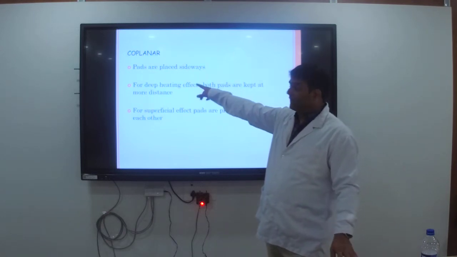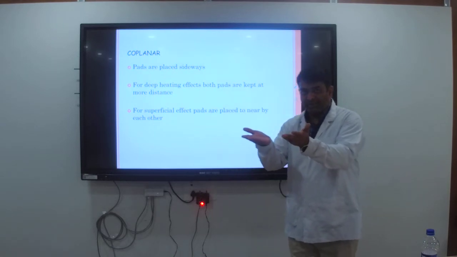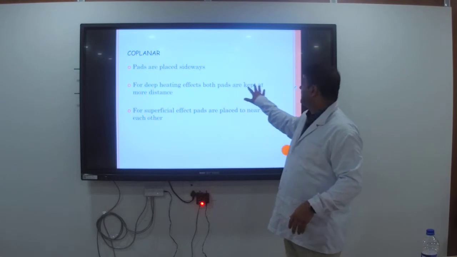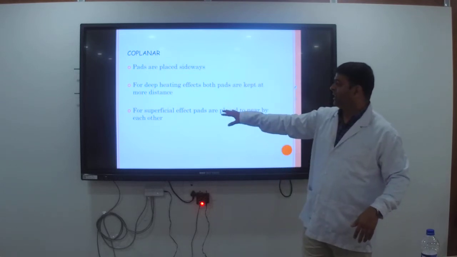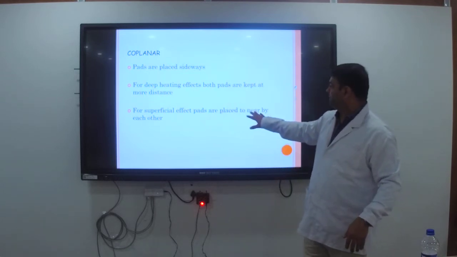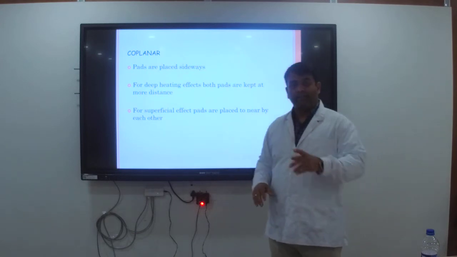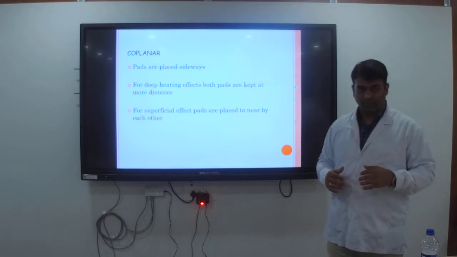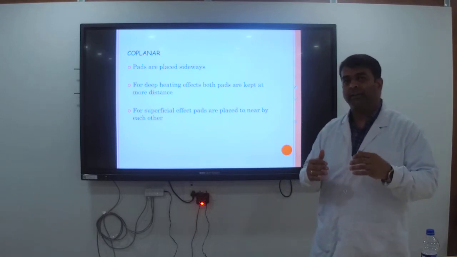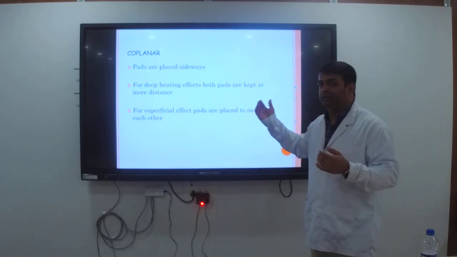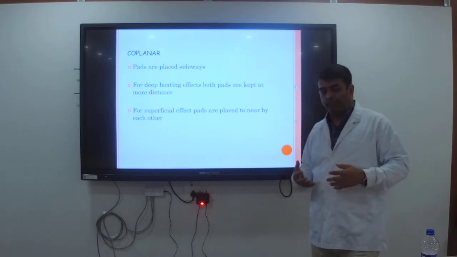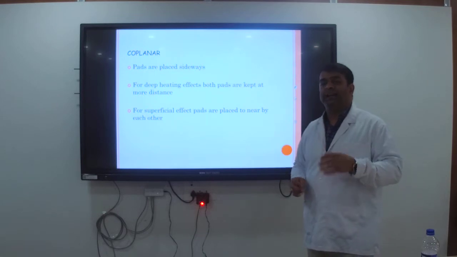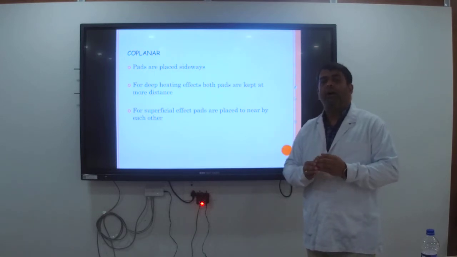As I said, in coplanar, pads are placed sideways to each other. For deep heating effects, both pads are kept at a greater distance. For superficial effect, pads are placed nearby each other. Now this is where the physiotherapist's role comes in. You need to know whether the muscle spasm or muscle pain is in a superficial muscle or a deep muscle. For that, you need a proper examination of the patient.